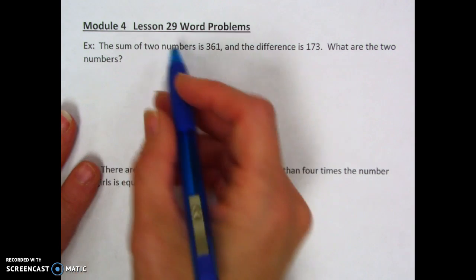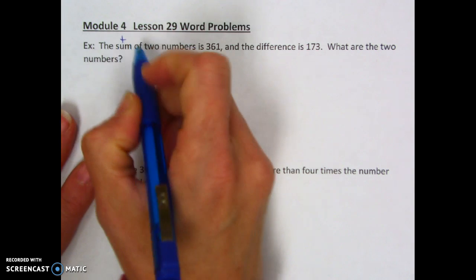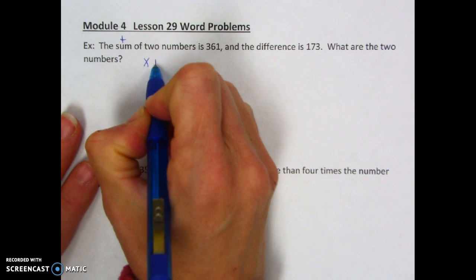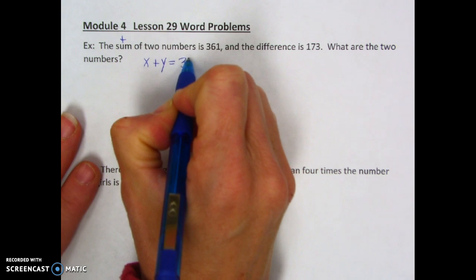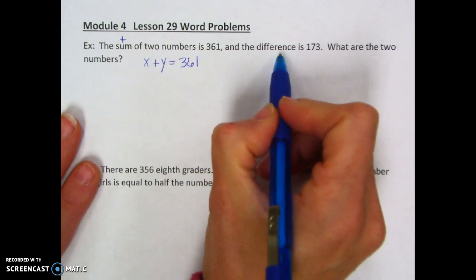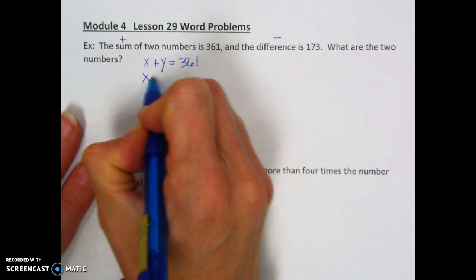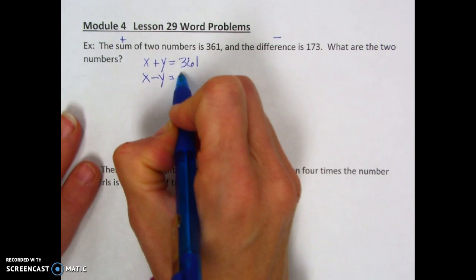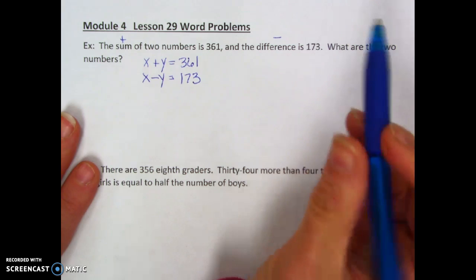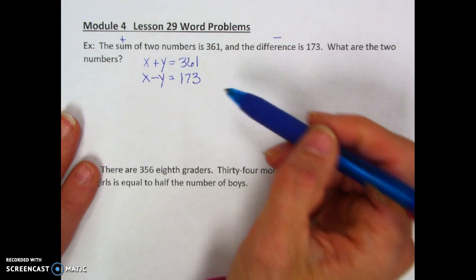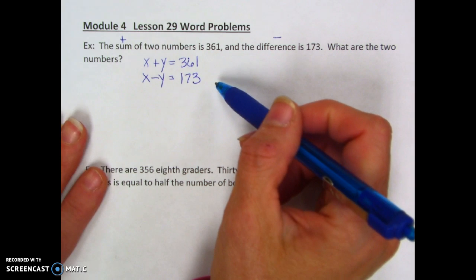So we are going to say, remember, sum means add. So we're going to say the two numbers are x and y. You could use any variables you wanted. And the difference means subtract. So we're going to subtract them, and that equals 173. Now, we can solve this by substitution or elimination. We can also solve this by graphing.